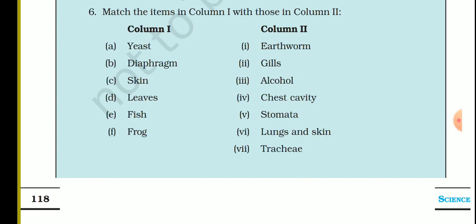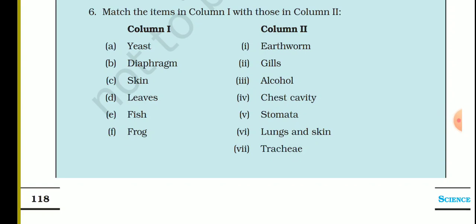So the correct matching with the yeast is alcohol, because of anaerobic respiration. So A will be matched with third, alcohol. Now B, diaphragm. Diaphragm will be matched with fourth, chest cavity, because it is present in the chest cavity. C, skin. Skin will be matched with first, earthworm, because earthworm respires with the help of skin.